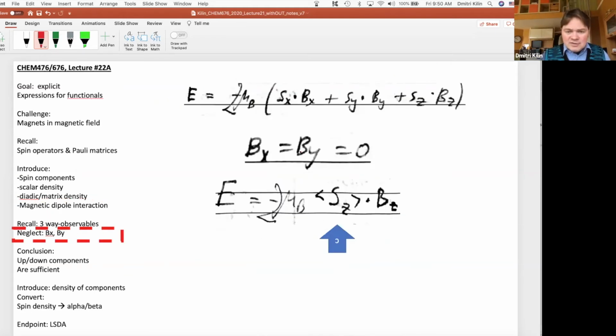So under this approximation of field along Z, and B_x, B_y being zero, the energy of interaction between spin, which is the same as a compass, and magnetic field has these two projections.